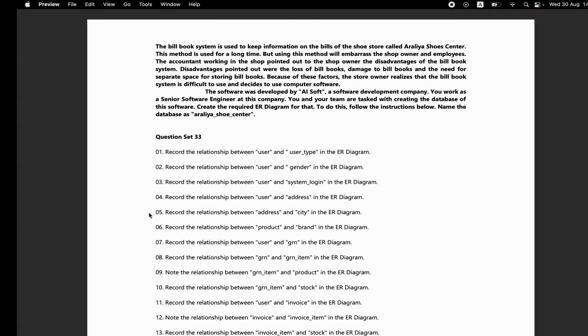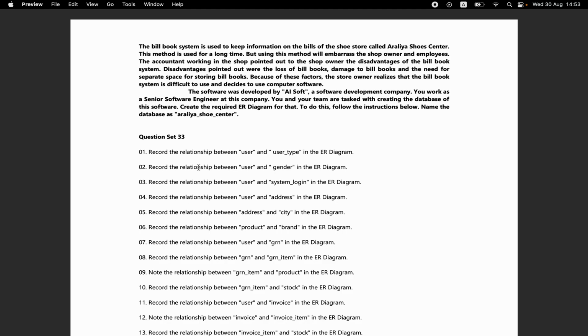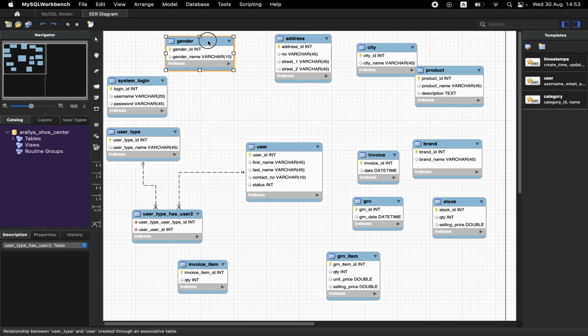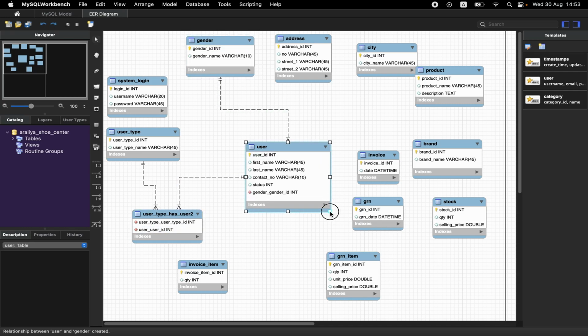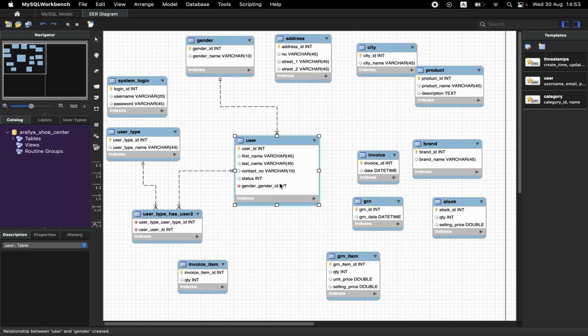The second question is record the relationship between the user and the gender. The relationship between the user and the gender is one to many. A user can have only one gender, but a gender can have one or many users. So therefore it's going to be one to many, and the key will be stored in the many side, in the user side. The gender ID stored in the user side as a foreign key.